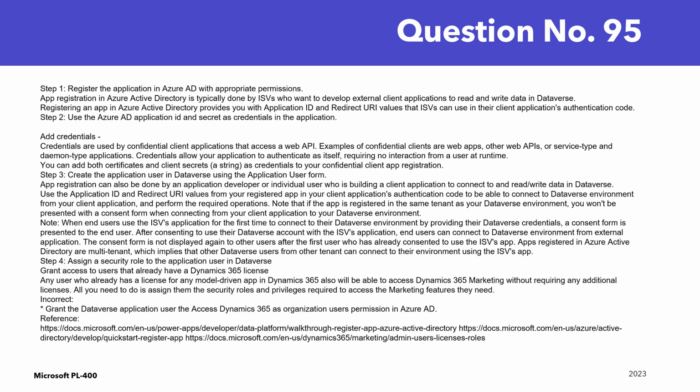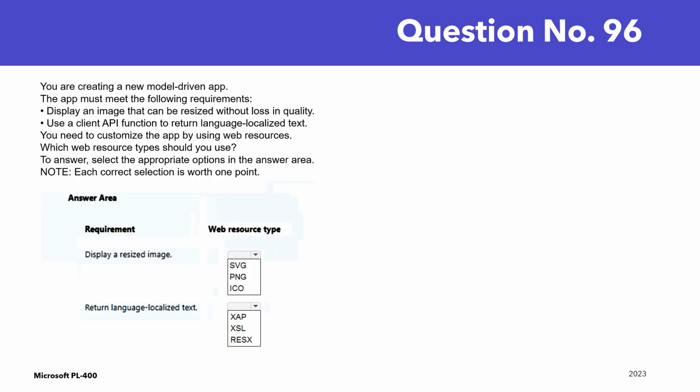You are creating a new model-driven app. The app must meet the following requirements: display an image that can be resized without loss in quality, and use a client API function to return language localized text. You need to customize the app by using web resources. Which web resource types should you use?